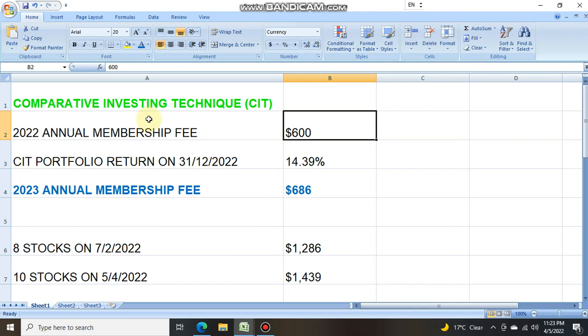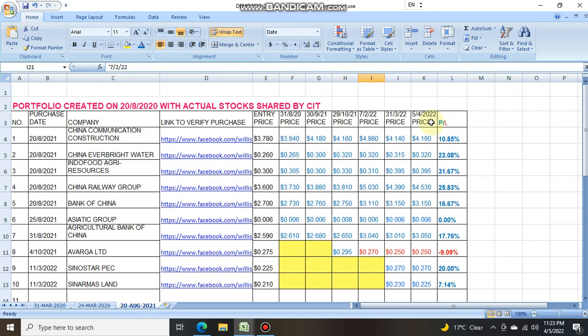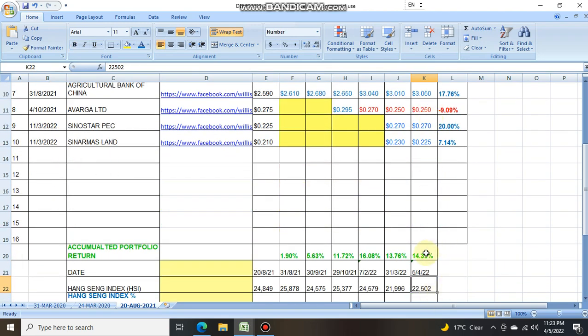membership fee structure. Alright, as per the portfolio that we have done up so far, based on the latest share price on 5th of April 2022, our portfolio return is at 14.39%. This is the portfolio return along the different recording periods. It started at only 1.9% when we just created this portfolio.